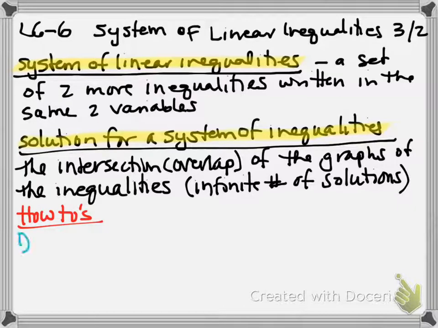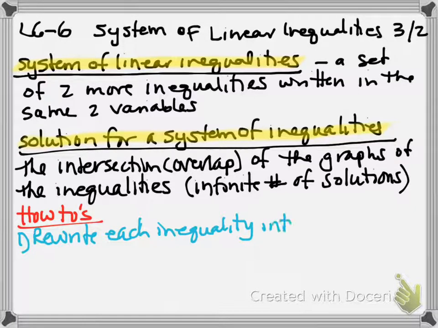First and foremost, if it's not already done for you, rewrite each inequality into slope-intercept form. Now, I can tell you some things I saw in your quiz that cannot get repeated. Not verbally, but by you. When you write it in this fashion, again, we're going to have an inequality instead of an equal sign.